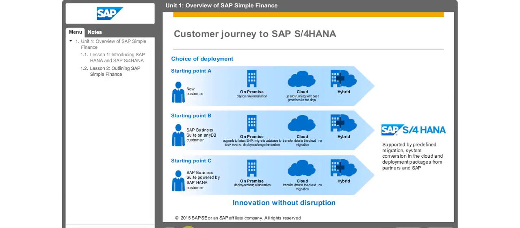And then we have customers that are already utilizing the Business Suite powered by SAP HANA, and they would deploy the Exchange innovation for on-premise systems. For the cloud, they could again transfer the data to a completely cloud-based system, or they could take a hybrid approach integrating with the cloud applications offered by SAP. In all the cases, SAP guarantees innovation without disruptions for your current business processes.